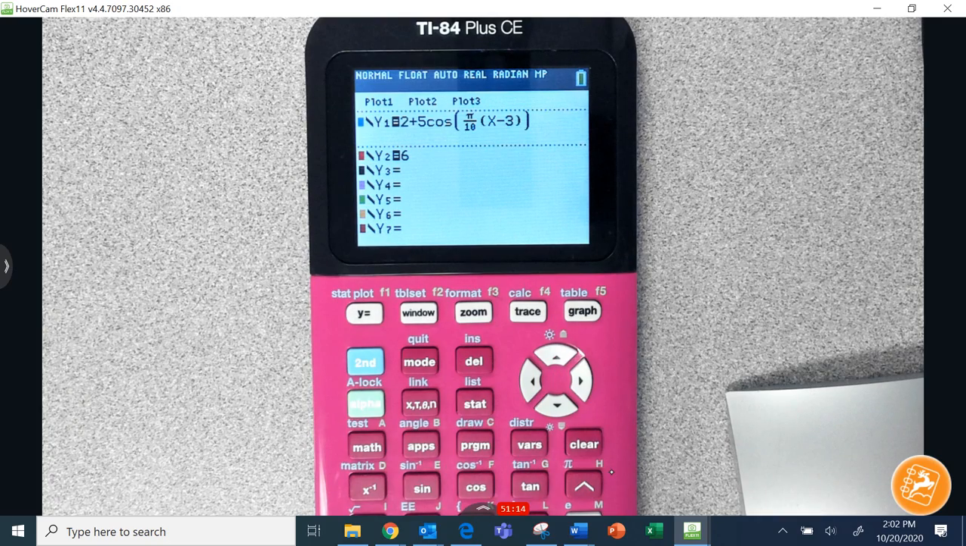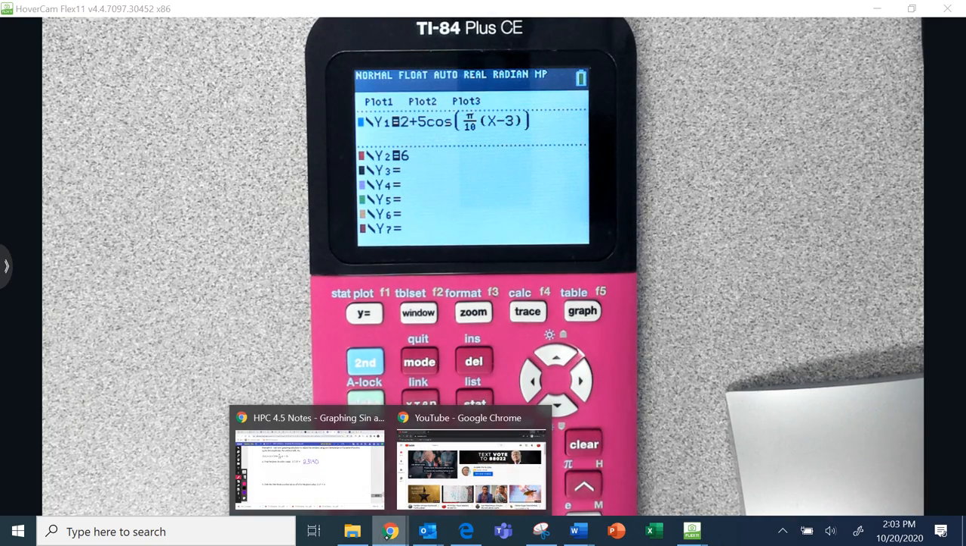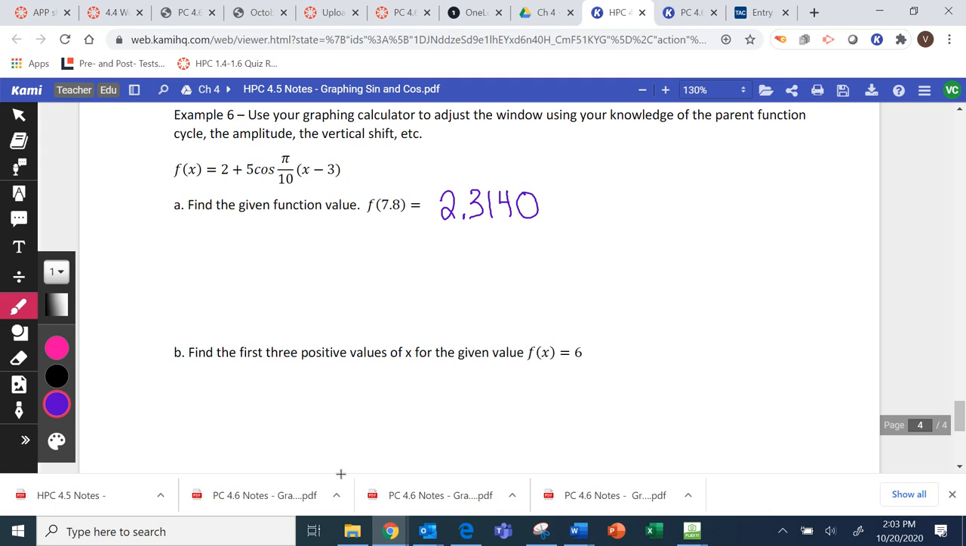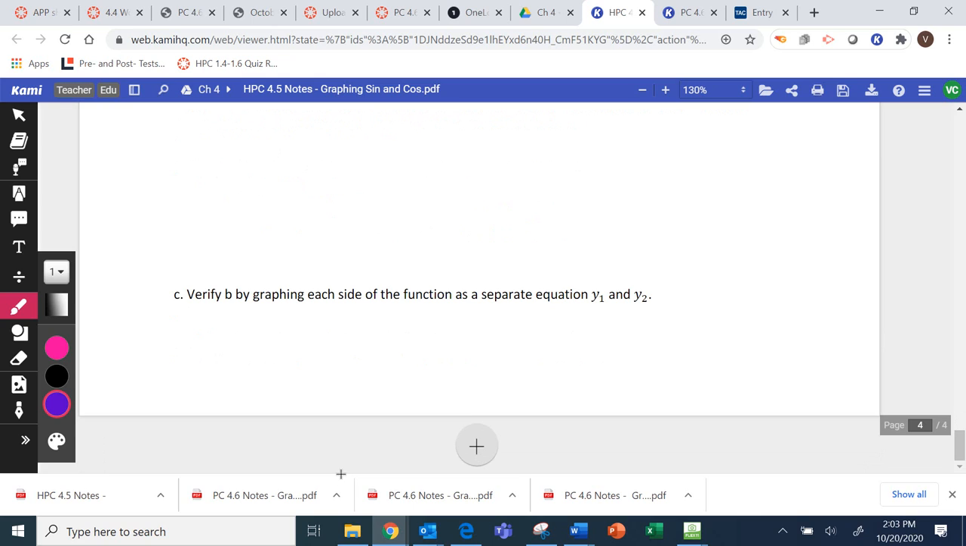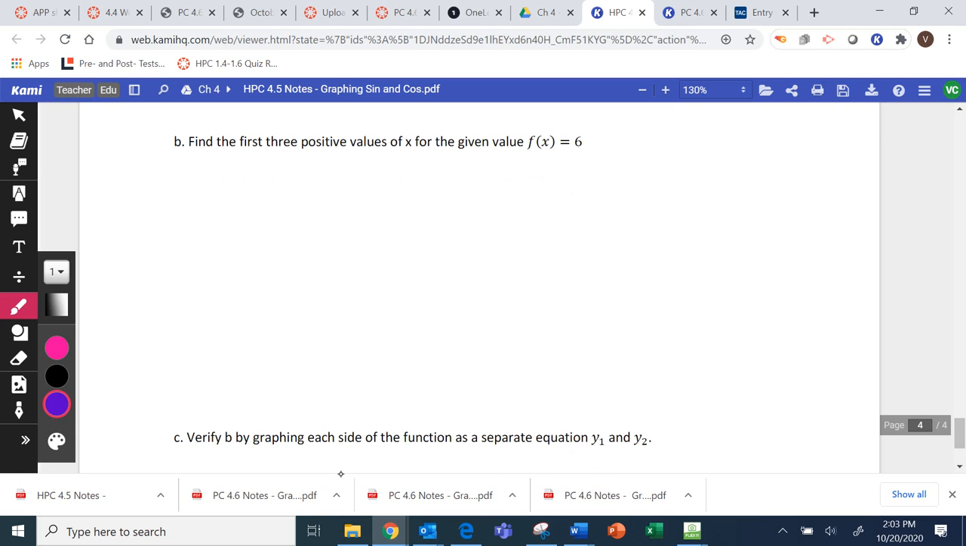Back to the questions. The next question is find the first positive values of x for the given equation. And then after that, it says you're going to verify this answer by graphing. So notice how I haven't graphed yet because that doesn't come till question C. So we're going to do this somewhat by hand. You will need the calculator to find part of it.